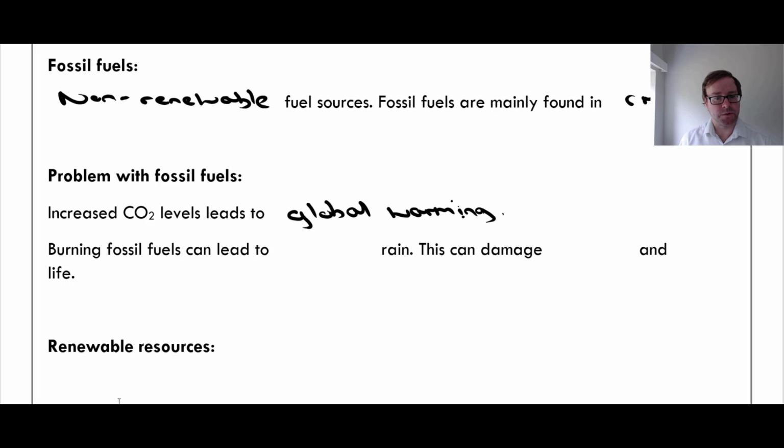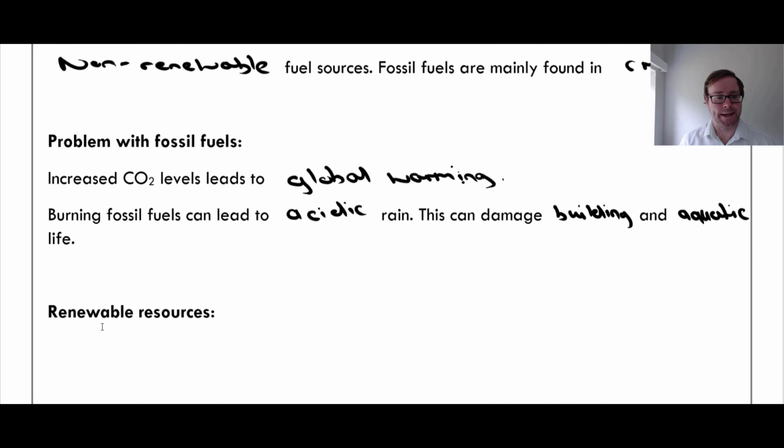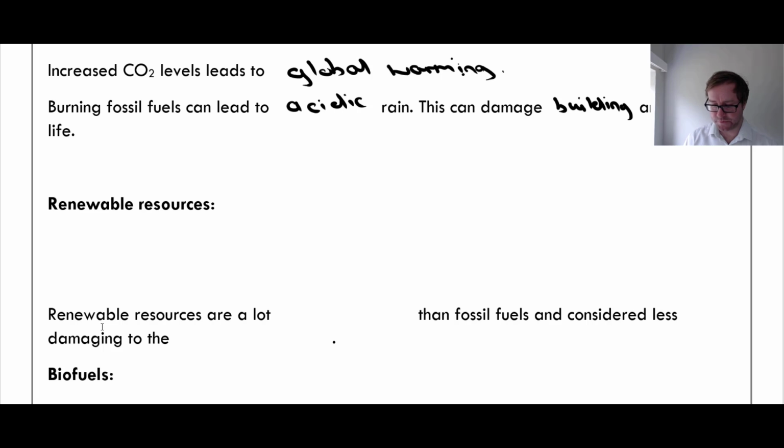And burning fossil fuels can lead to acid rain, because we have sulfur oxides and nitrous oxides in the fossil fuels which can be released, and this can damage buildings and aquatic life. So it goes into rivers, acidifies the rivers or the lakes, and can kill the aquatic life within it.